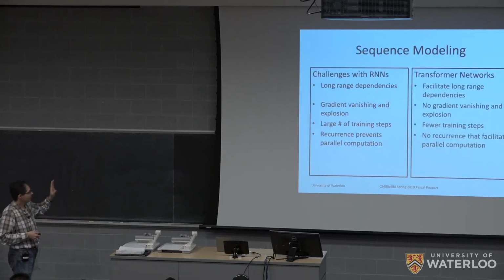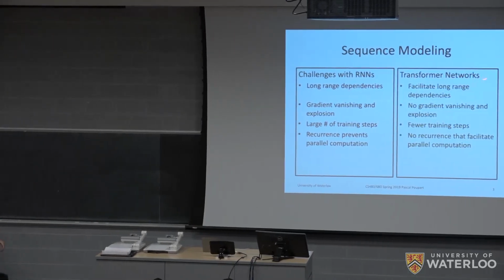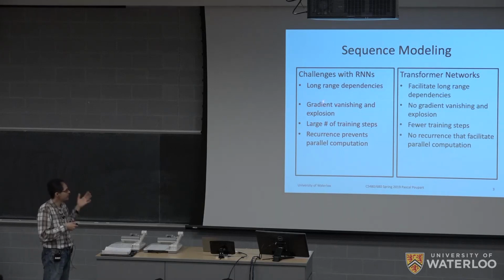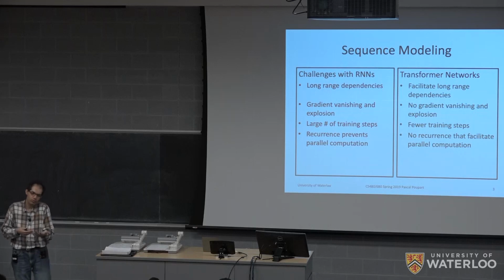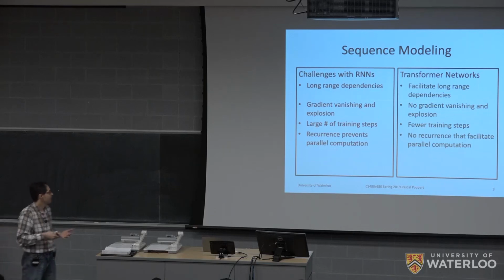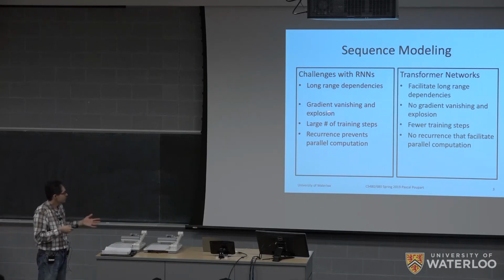Okay, so if we do a comparison between a recurrent neural network and a transformer network, it turns out that the recurrent neural network has several challenges. The first problem that we've discussed a lot is how can we deal with long-range dependencies? And here the solution was, in fact, to combine the recurrent neural network with some attention mechanism. It also suffers from gradient vanishing and gradient explosion.